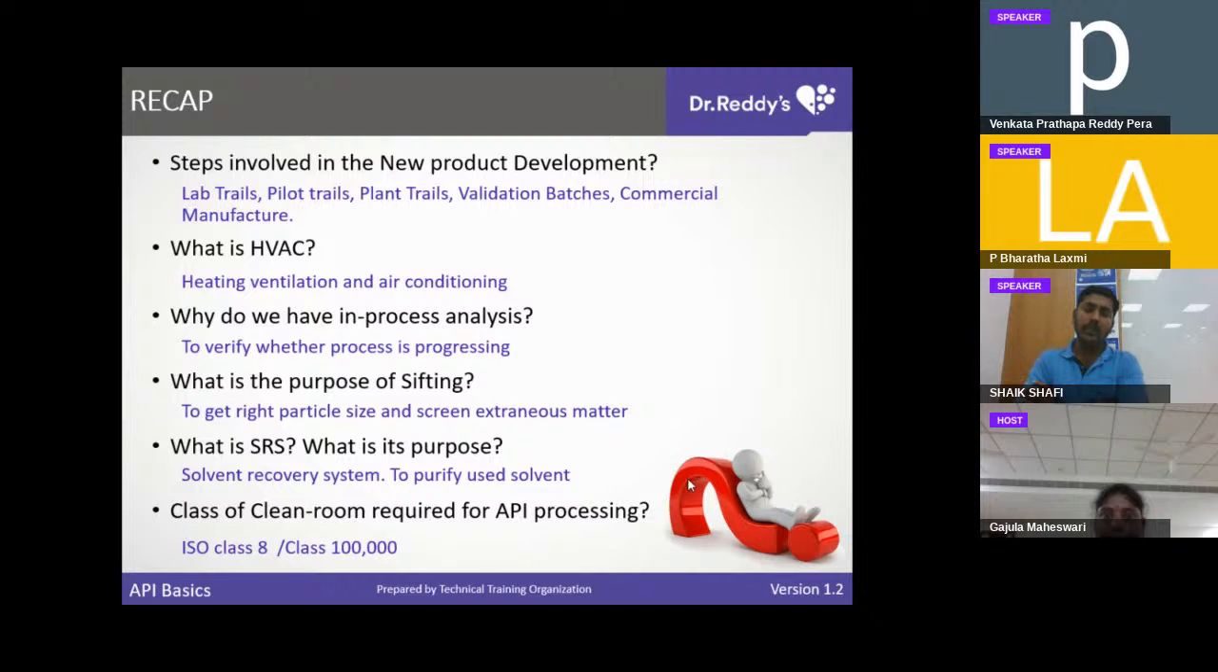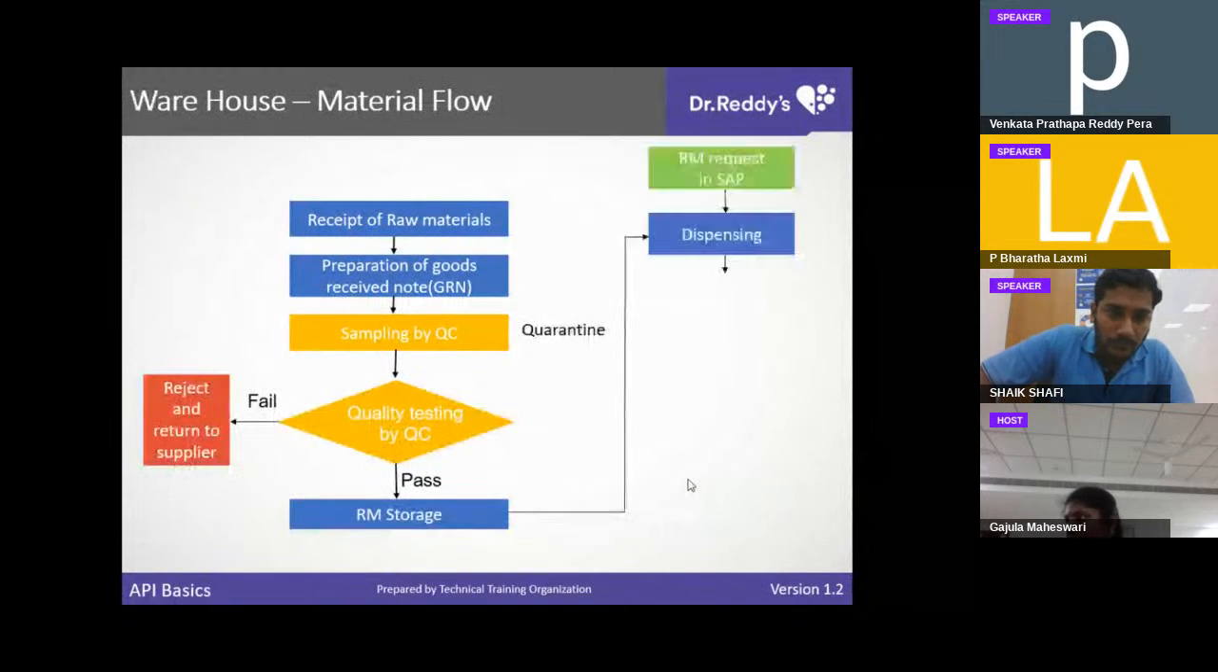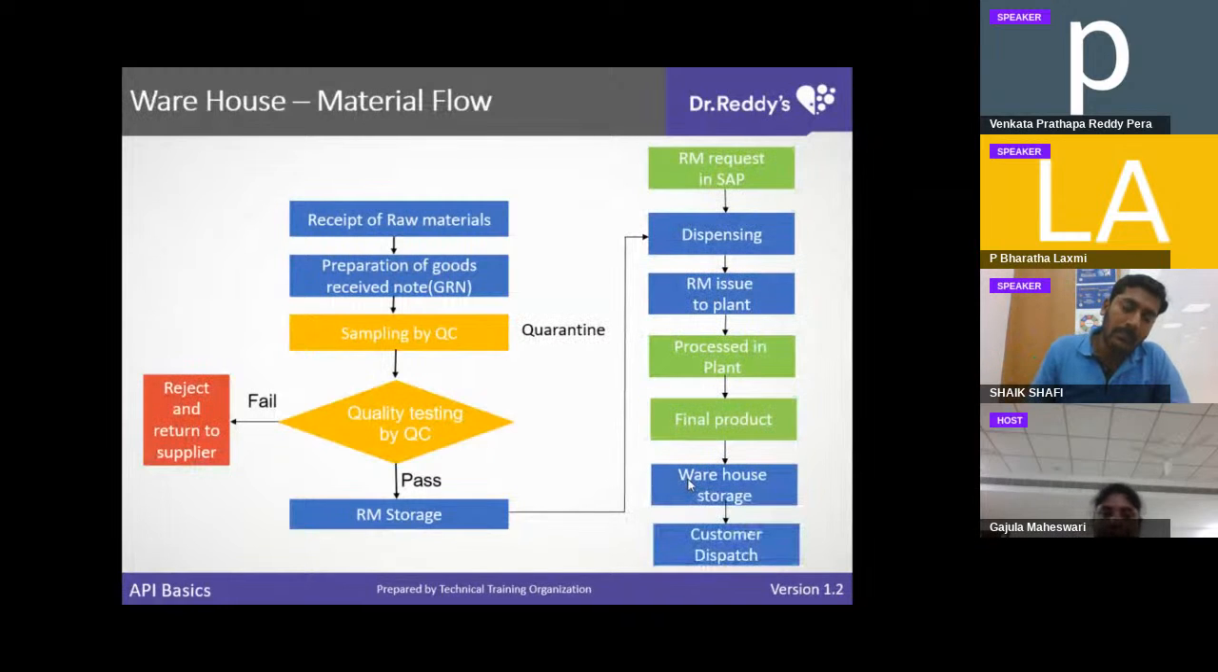Then again, someone asked the question: we use ISO class 8 type in API manufacturing. Basically, it's class 1 lakh, right?